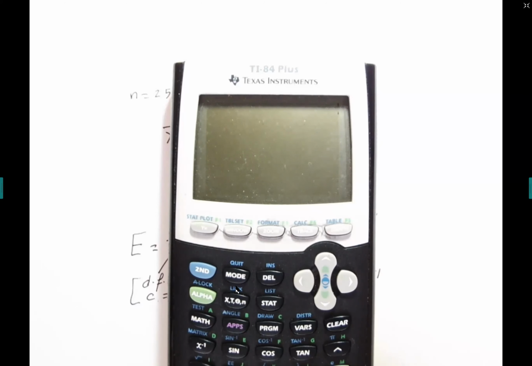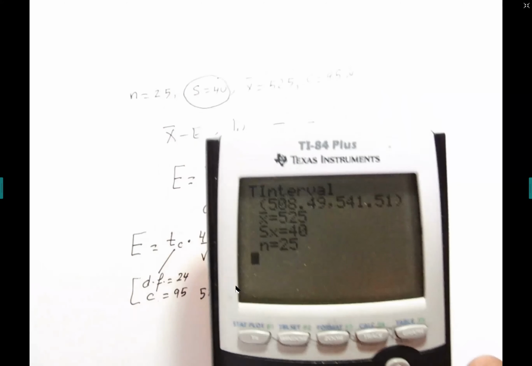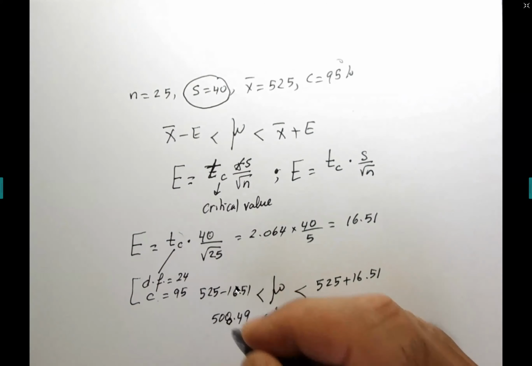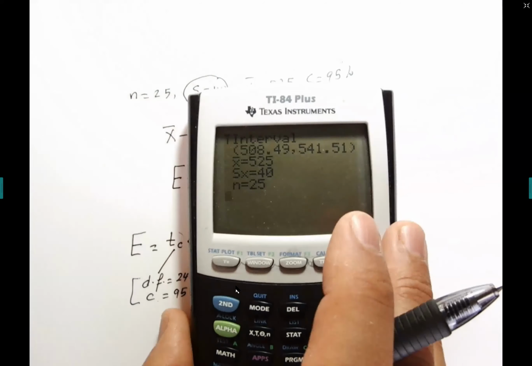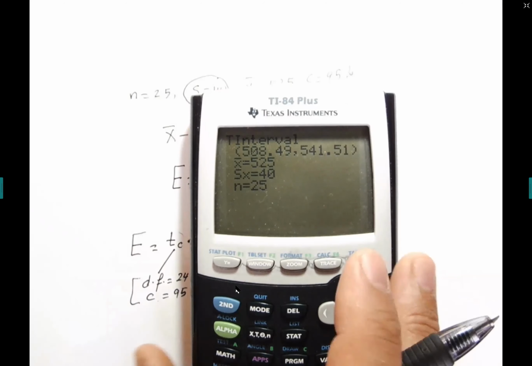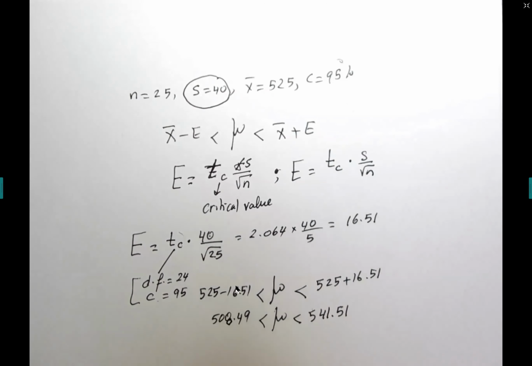Calculate and watch. It gives you an interval, 508.49, 541.51. Let's see if they have a match here. Oh, 8 here, I put 500, sorry. Here you go, exact match, guys. And you still have to interpret the interval and say, with 95% confidence, we can say that the true mean is, because you have to interpret for a reader and tell the reader that you're not 100% confident, you are only 95% confident. It means that there is a 95% chance that the true population mean is within the boundary of the interval. Only 95% chance.